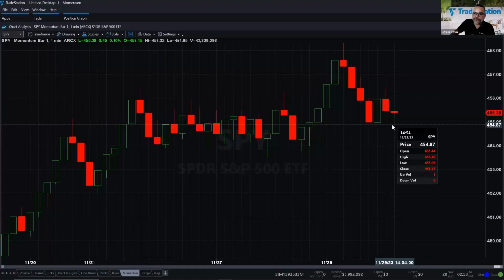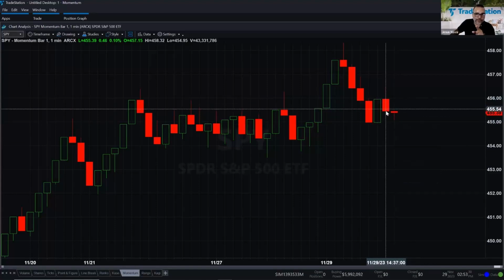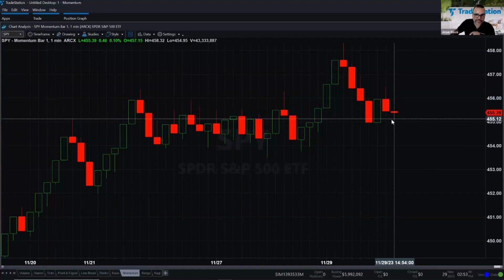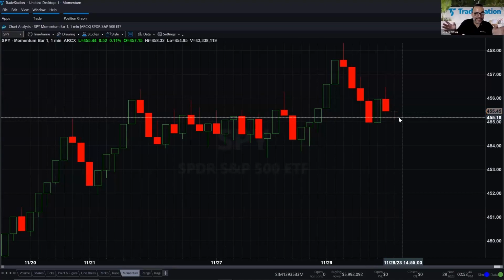Opening price 455.44, 1 tick lower. Since we were in a down candle, it is 1 tick lower, so the next tick is the one that opens up the next candle. Does that make sense? So there's always going to be a 1 penny or 1 cent difference between the closing of one candle and the opening of the next.